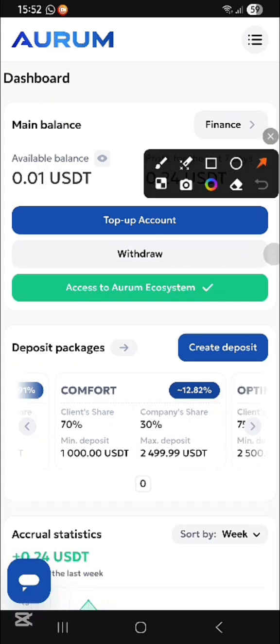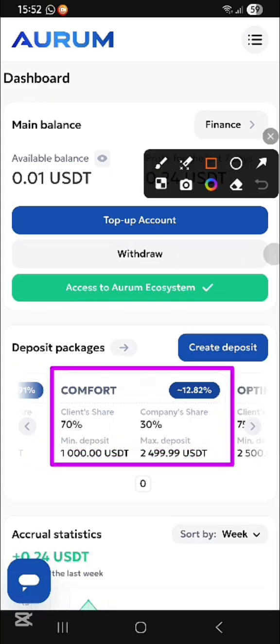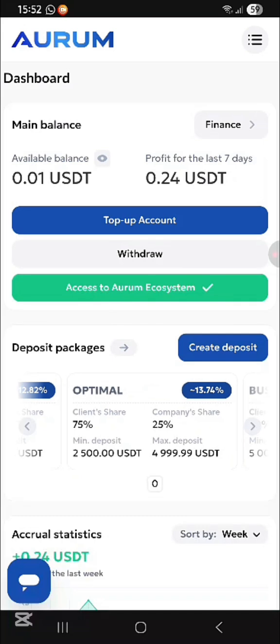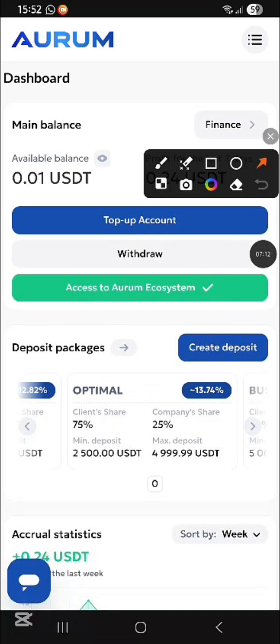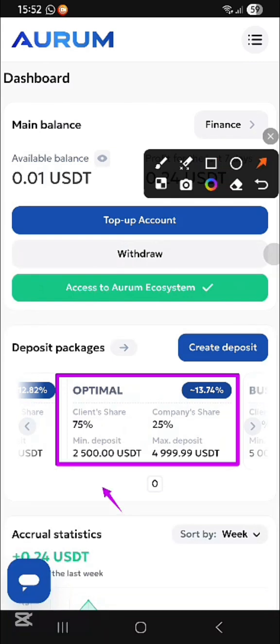We have comfort. Comfort is for those who have their trading balance falling within the range of $1,000 to $2,500. I hope you can see that right there. And comfort does approximately 12.82% monthly. You can call that 13% monthly. All right, let's move to the next one. We also have optimal. Remember, this is according to your deposit. You can deposit any amount, but if it falls within the range of $2,500 to $5,000, you are under the optimal plan, which gives you 13.74% roughly monthly, which you can call 14%.